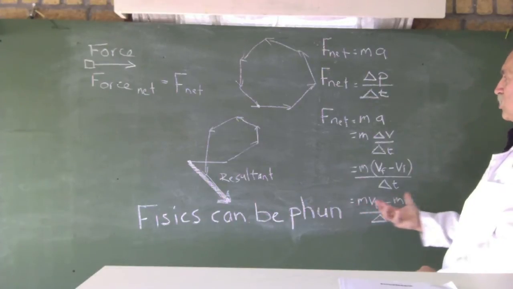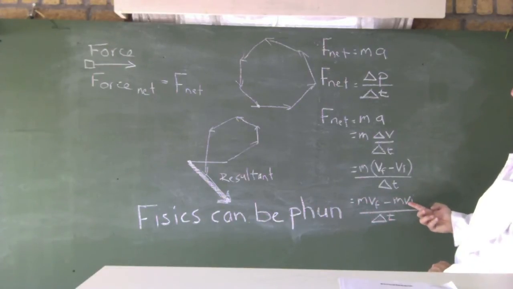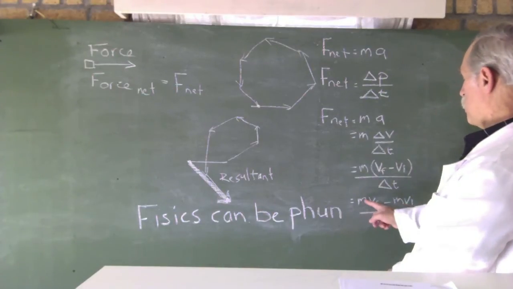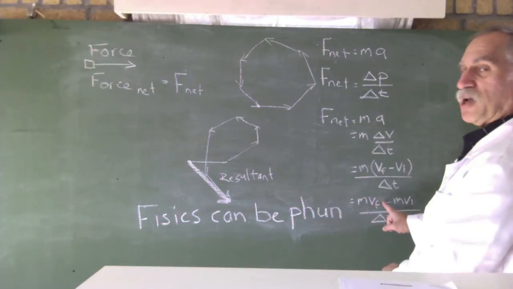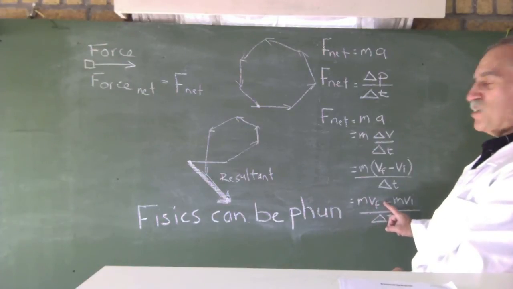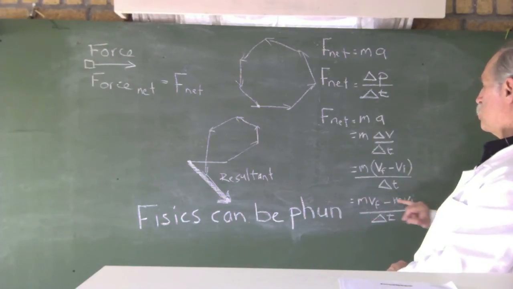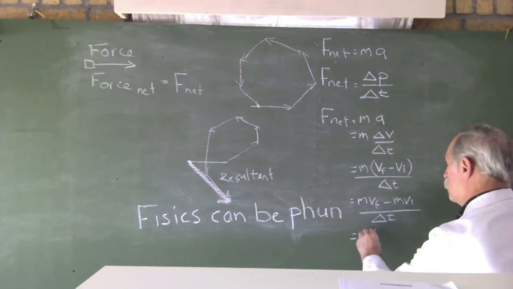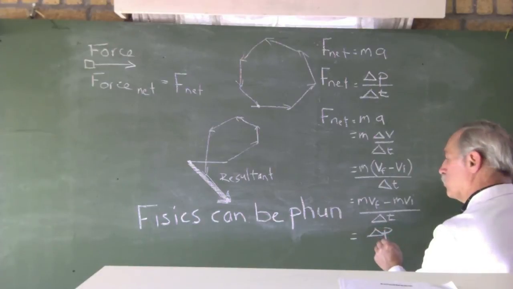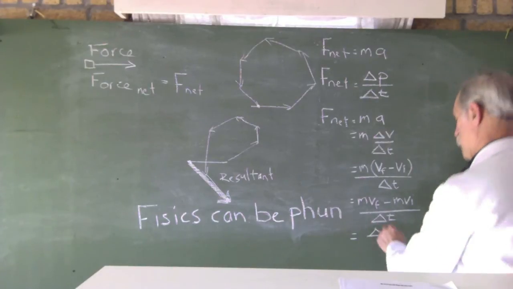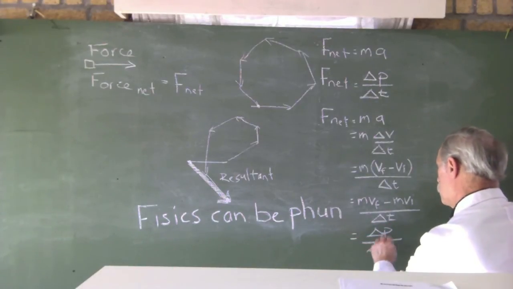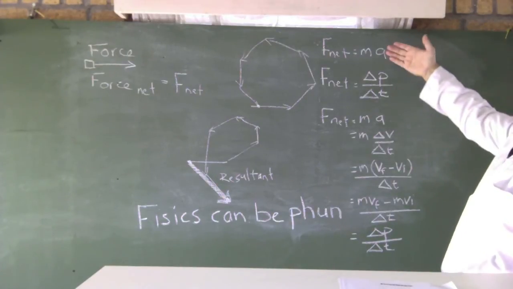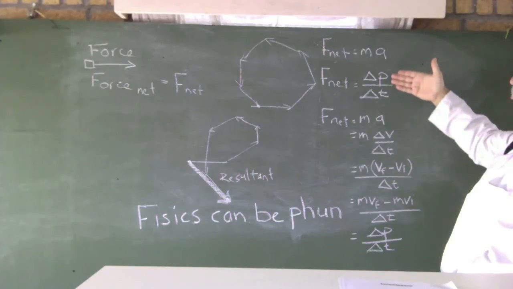But what is this equal to? We should remember that as being equal to change of momentum. From what we've looked at earlier, this is simply the formula for change of momentum. In other words, this is equal to delta P upon delta T, which is that. So we've gone from that to that.